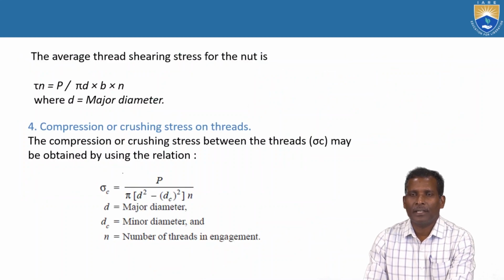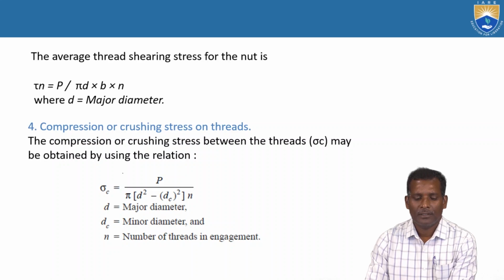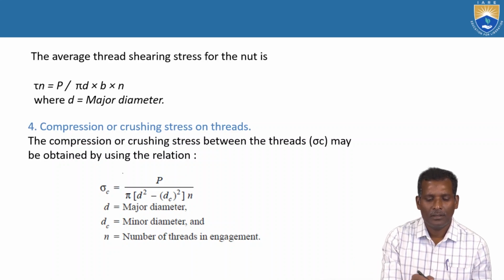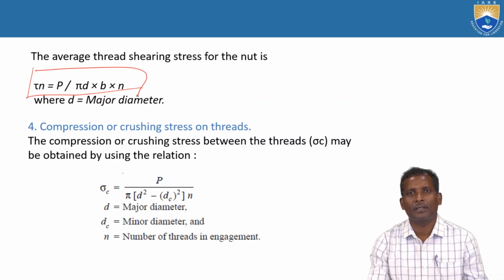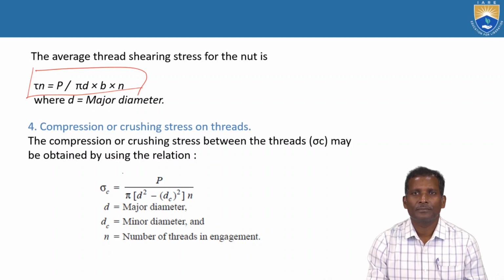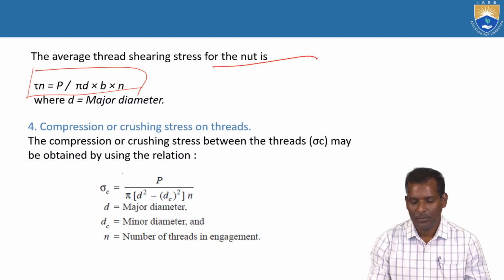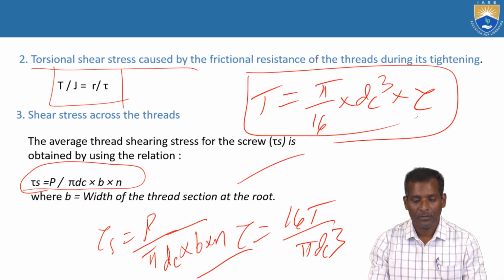So the average thread shearing stress for the nut you can calculate by using this relation. Here D is the major diameter. This is for a nut. In the previous case, it was for the screw.